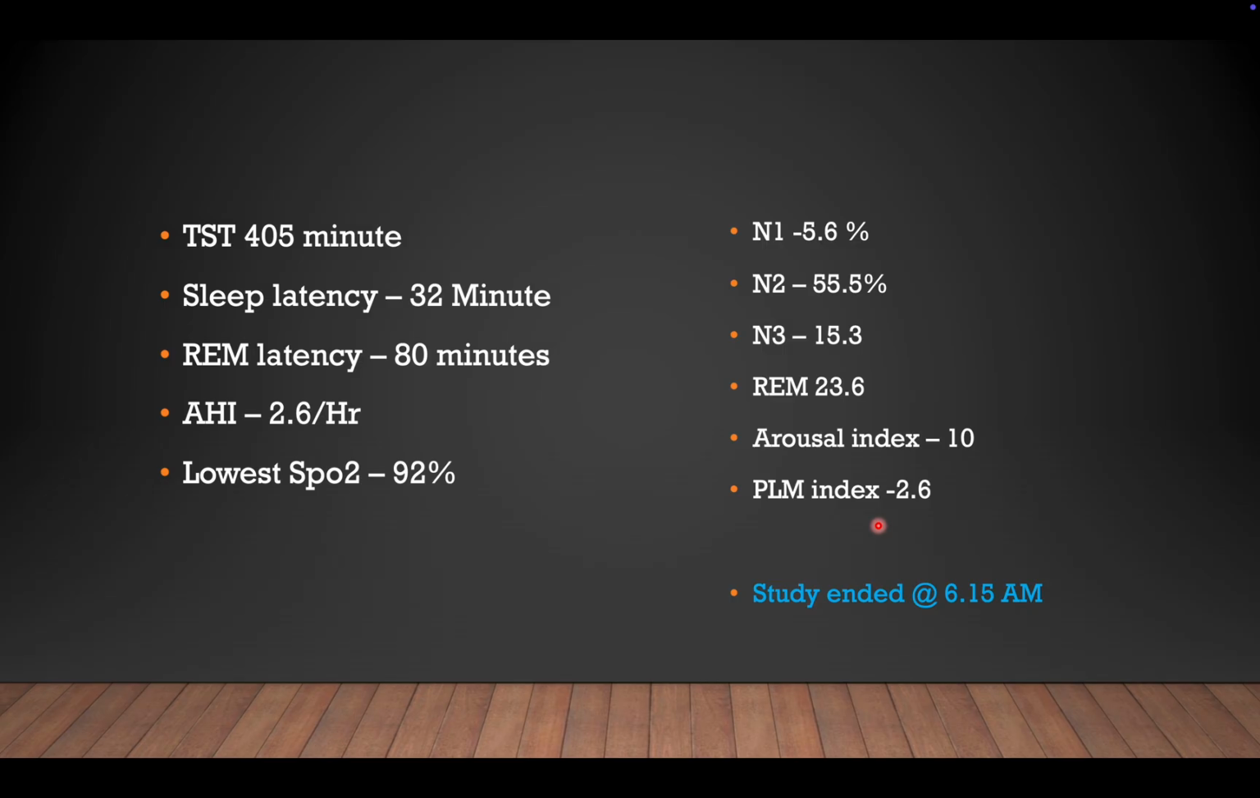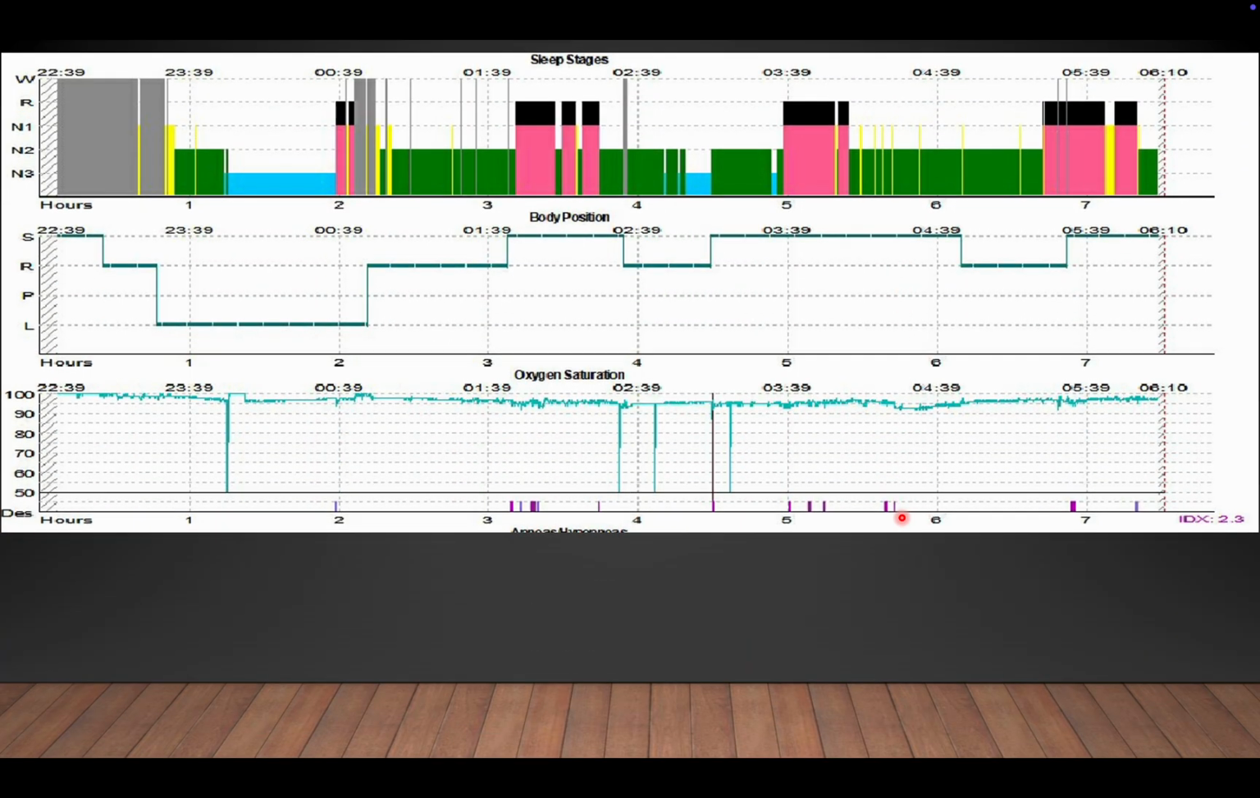Sleep latency was 32 minutes. REM latency was 80 minutes, which is normal. But sleep latency was slightly delayed. AHI is only 2.6 per hour. Lowest SpO2 is 92%. All looks normal, slightly reduced N3 sleep as well. Arousal index is slightly elevated, but it's still within normal limits given the age, and the PLMS index is also fine. Now, this is the hypnogram for that patient.